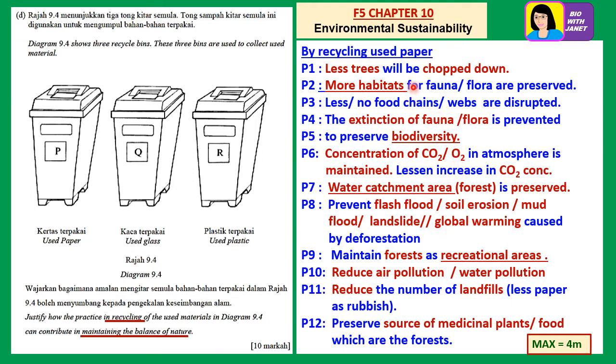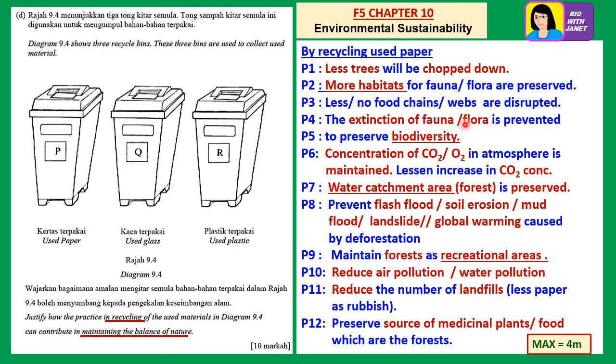When less trees are chopped down, there are more habitats for flora and fauna. Okay, so these habitats are preserved. For example, the tropical rainforest will be preserved because the trees in there will not be chopped down so much. All right, and habitat is the place where the organism lives. So when the habitats are preserved, it means that less or no food chains or webs are disrupted or disturbed. They just carry on. The food chain will be as normal.